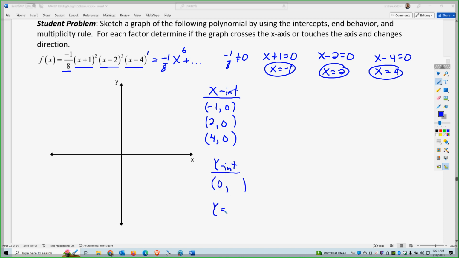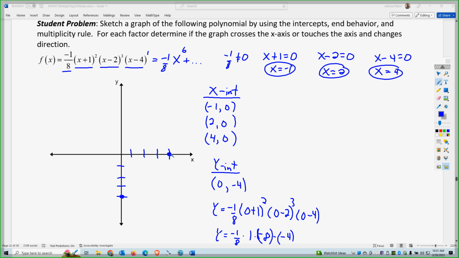So y equals -1/8 times (0 plus 1) squared, (0 minus 2) to the third, and (0 minus 4). That's the first power, right? So I have y equals -1/8 times 1 times -8 times -4, right? So the 1/8 and the 8 cancel out, so I'm just left with a -4. Okay, so 1, 2, 3, 4, close enough. We're also at 2. We're also at -1.